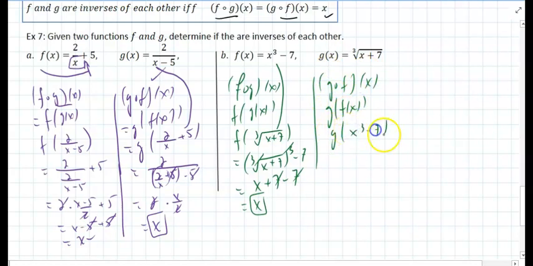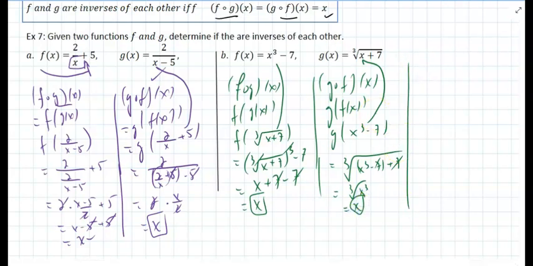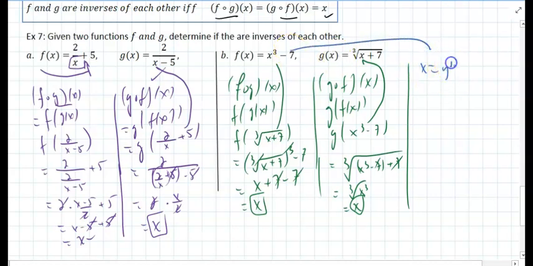x cubed minus 7. Now take this and put it in for g. That is the cube root of x cubed minus 7 plus 7. The 7's cancel out. And the cube root of x cubed is x. Of course, you could, out of mind, say, well, let x equal y cubed minus 7. I think that's a lot faster. x plus 7 equal y cubed, so y equal the cube root of x plus 7, and you could say that's the inverse, and there it is, and it matches.